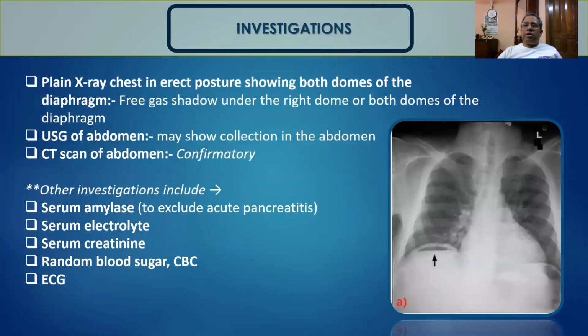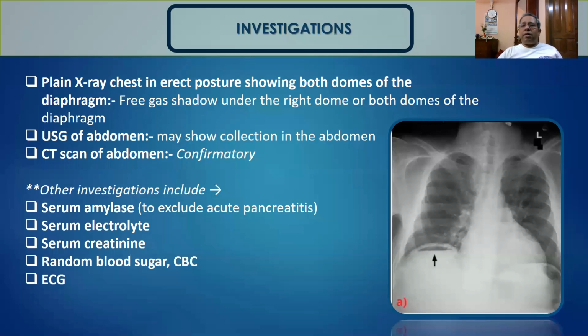So what is the investigation of choice for diagnosis of perforated peptic ulcer? Only one investigation is sufficient: clinical history and one investigation. This investigation is a simple X-ray chest in erect posture. Normally, the X-rays done are X-ray chest in erect posture, plain X-ray abdomen in the lying posture, and plain X-ray abdomen in erect posture. But it is better to do an X-ray chest, because our main aim is to visualize the undersurface of the diaphragm.